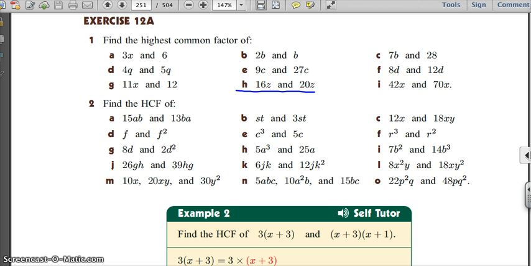What's the highest common factor of those two, please? 4. 4 is something, yes. How'd you work out 4? 4 goes into 16 and 4 goes into 20. Good. 4 goes into 16 4 times, and 4 goes into 20 5 times. So at the moment we've got 4 as the common factor. Anything else?